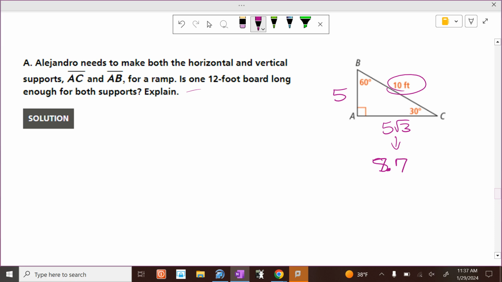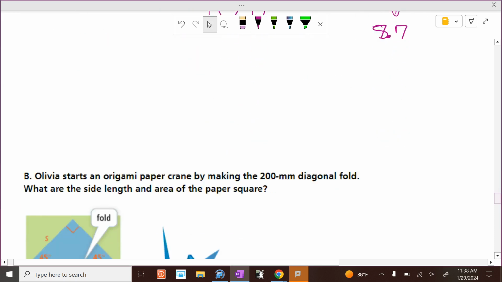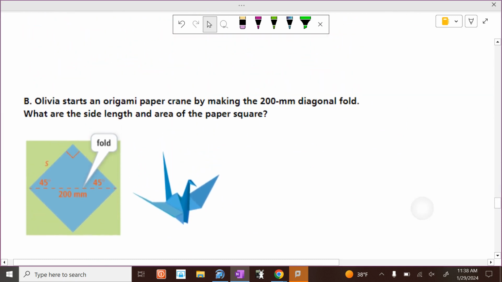Okay, so what's 5 plus 8.7? 13.7. Will a 12-foot long board work? No, it will not work.